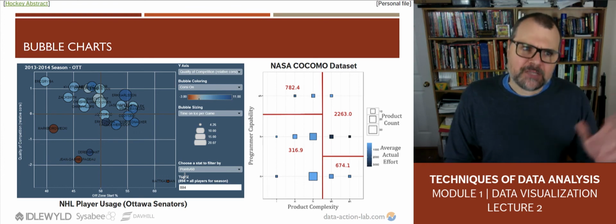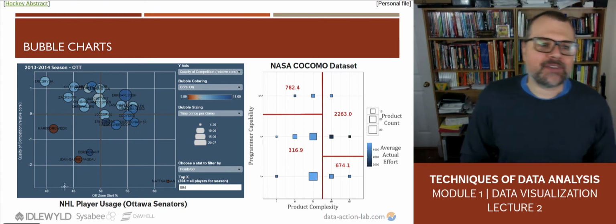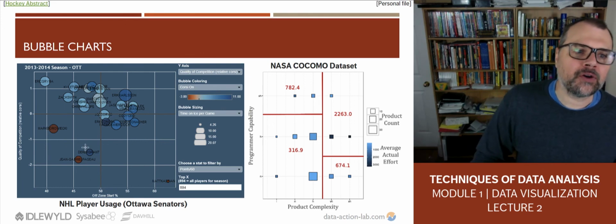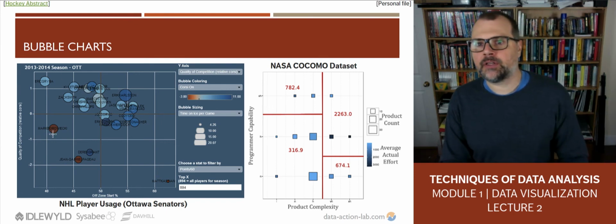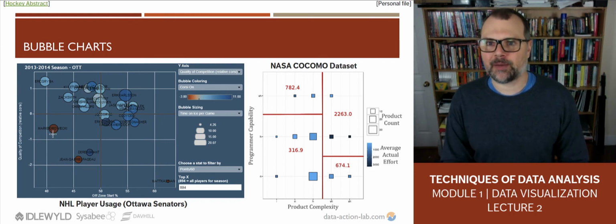But it provides me with some information. For instance, I am seeing that there's 4 players on that team which don't really seem to fit in with the other players. Their performance is different somehow than what one would expect. So that's not a bad chart this way.